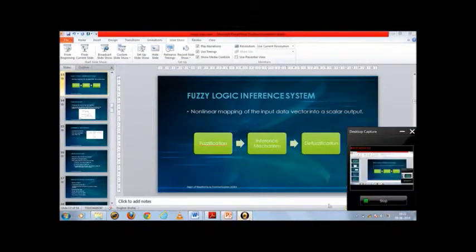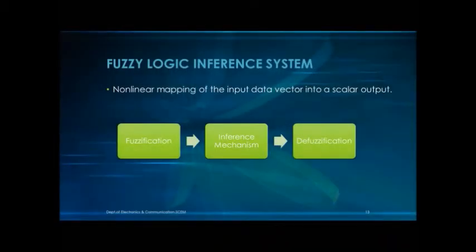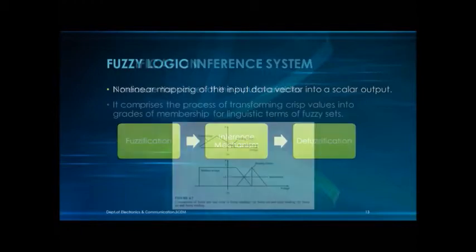Fuzzy logic inference system. It defines the non-linear mapping of input data into a scalar output using fuzzy rules. The flow goes from fuzzification to inference mechanism and then to defuzzification. Now we will go through these blocks.